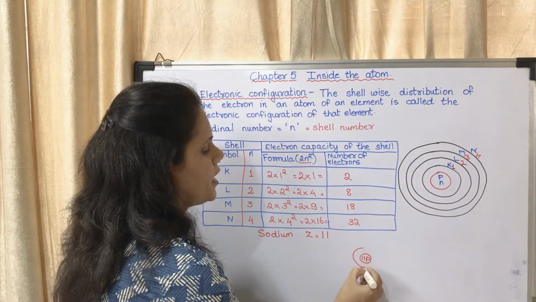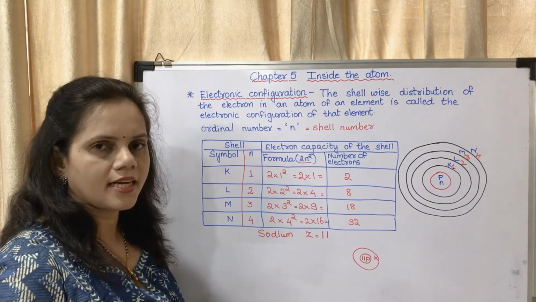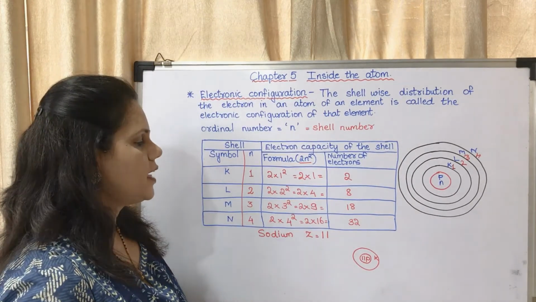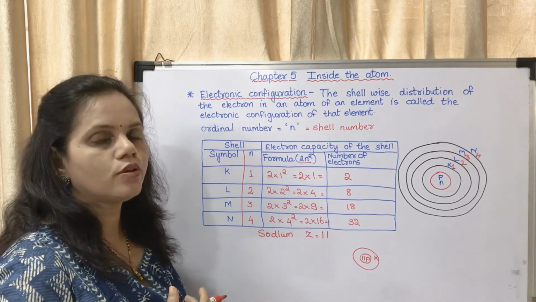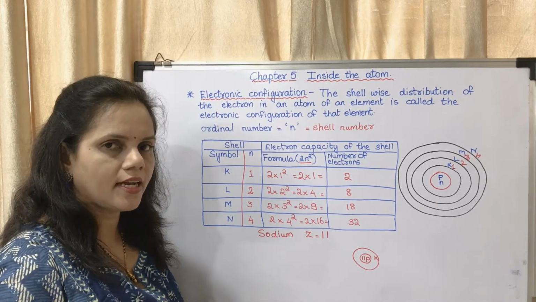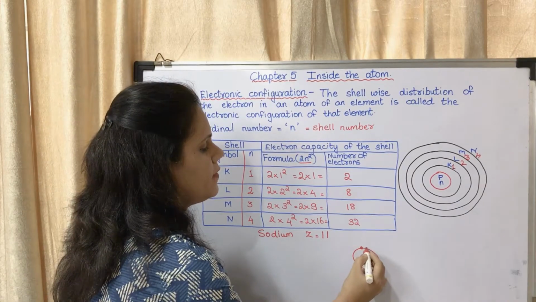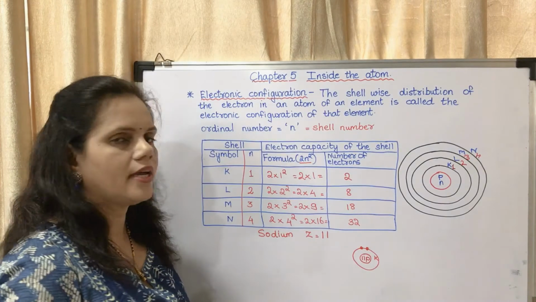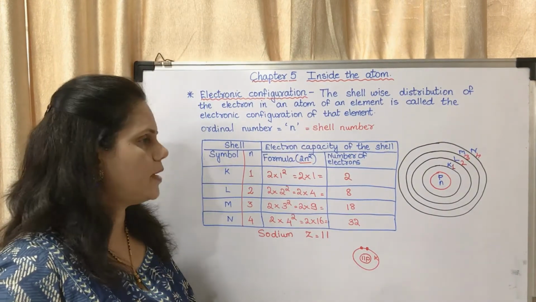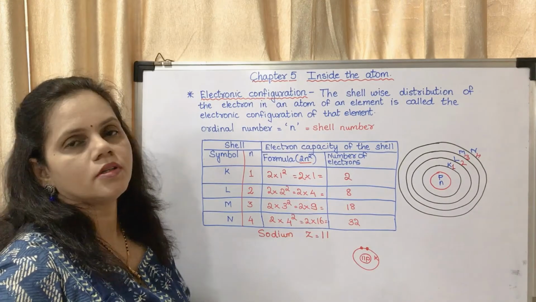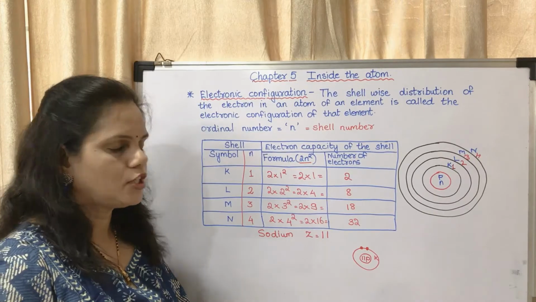The first shell, that is the K shell. How many electrons will it have? Sodium has a total of 11 electrons. So we have to arrange those 11 electrons in the shells. The first shell will have 2 electrons. Minimum you can accommodate 1 and maximum you can accommodate 2. So the maximum number of electrons which can be accommodated is 2.